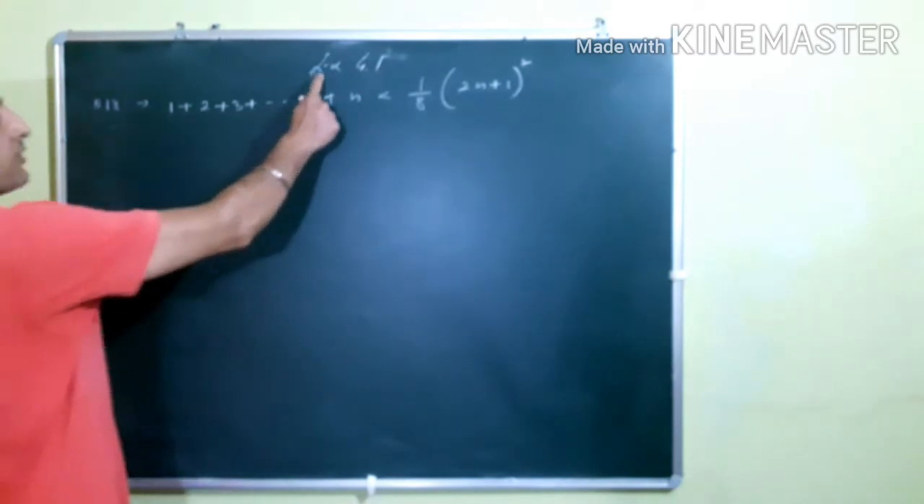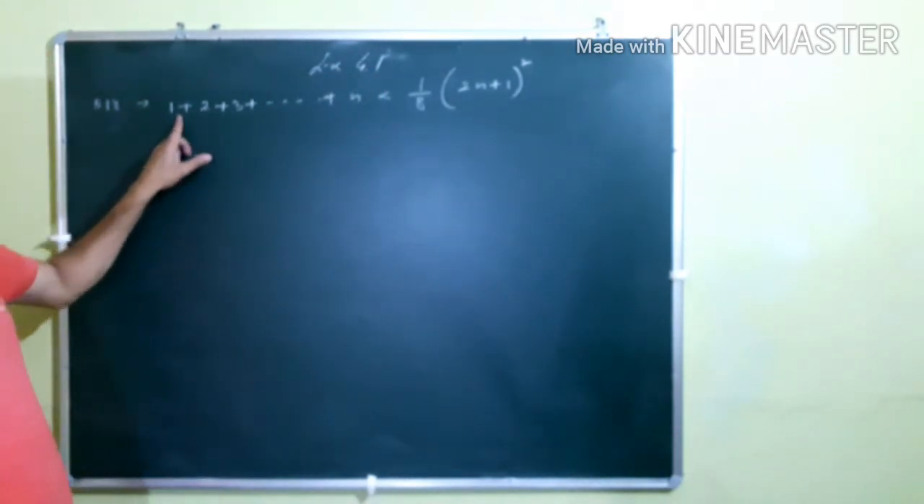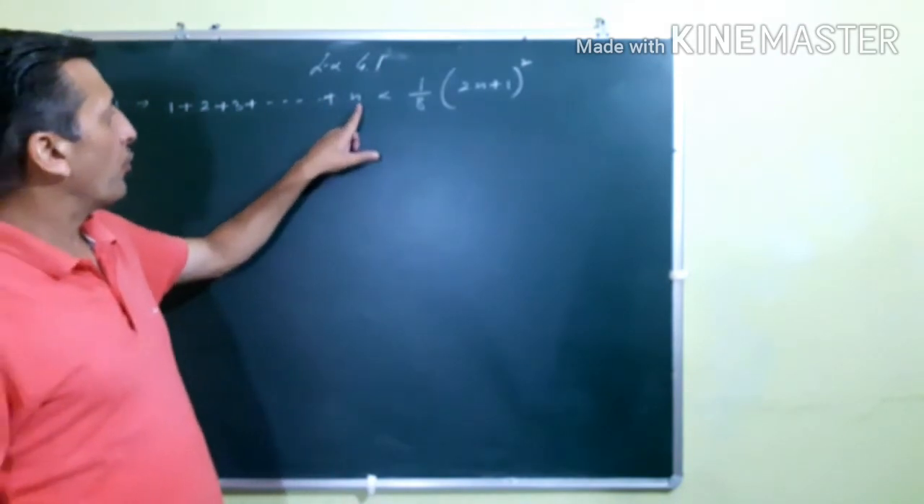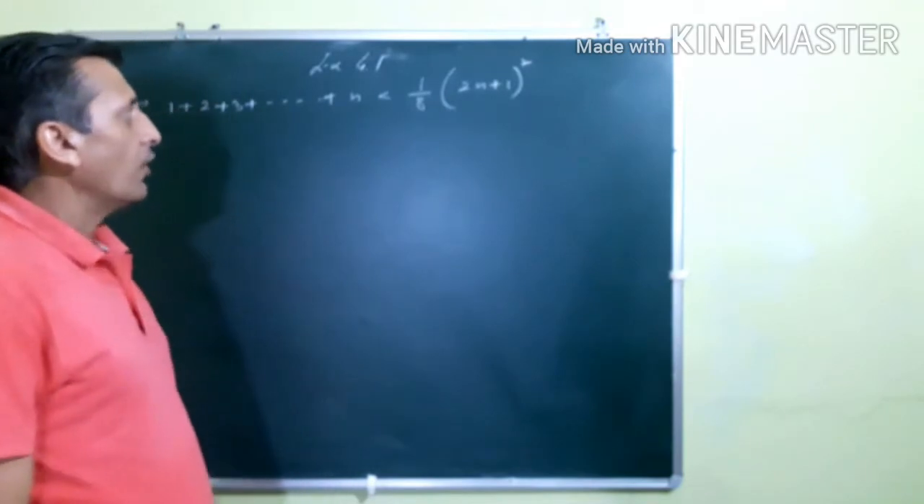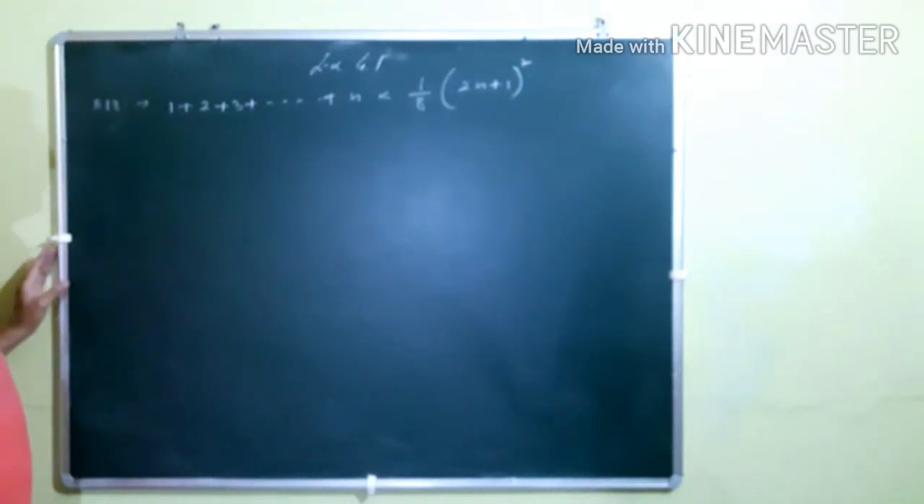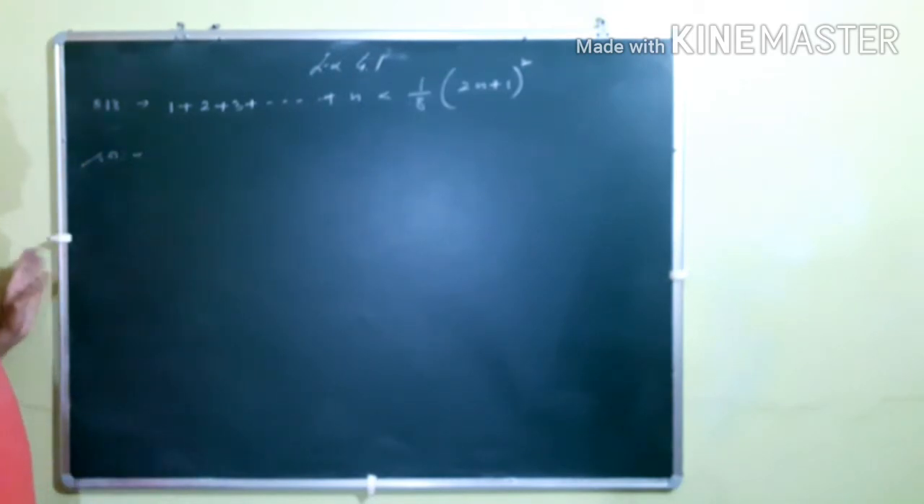Now see, this is exercise 4.1, question number 18. In this case, he said that 1 + 2 + 3 + so on + n is less than 1/8 (2n + 1)². So this inequality we have to prove here. Once again, we have to apply the 3 steps.